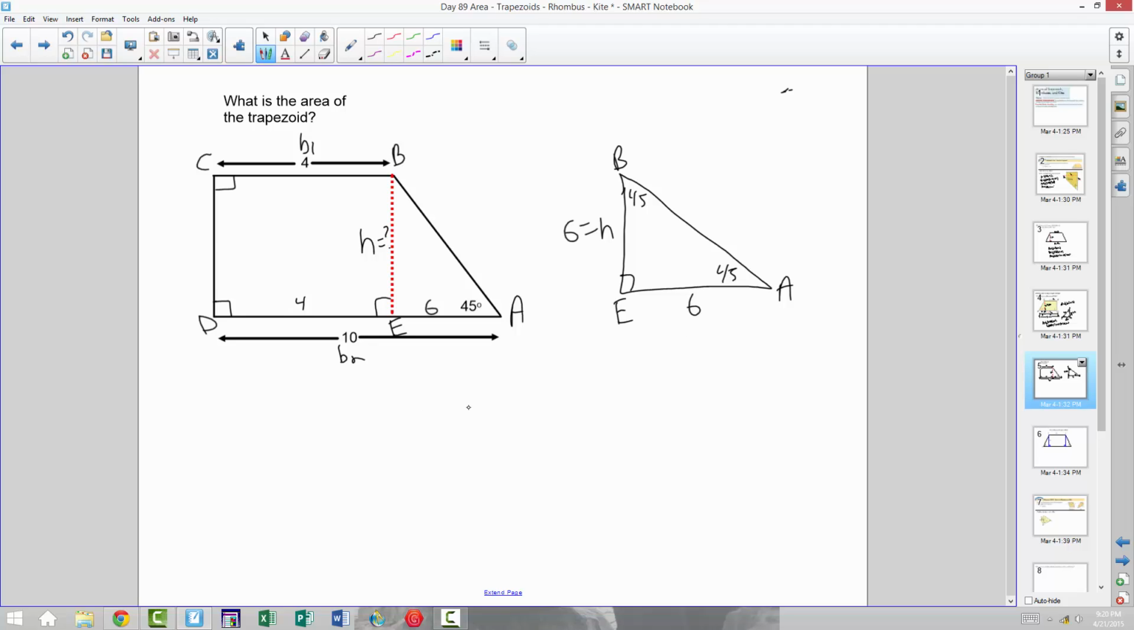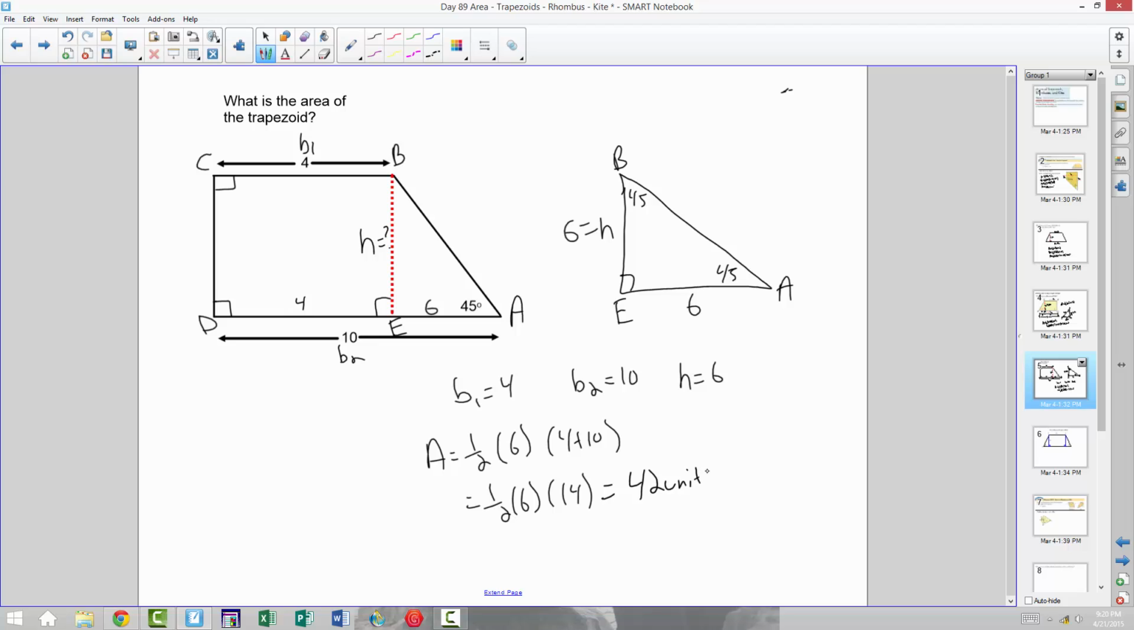So now I have everything. Okay, B1 is 4, B2 is 10, and H is 6. So area equals half of 6 times the sum of 4 and 10. So half of 6 times 14 gives me 42 units squared, which is my area of this right trapezoid.